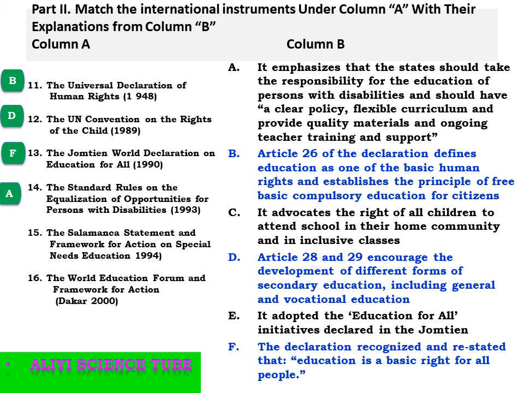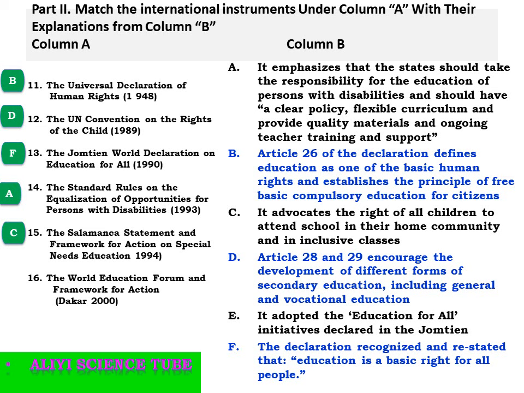Question number 15. The Salamanca Statement and Framework for Action on Special Needs Education, 1994. The answer for this is C. It advocates the right of all children to attend school in their home community and in inclusive classes.